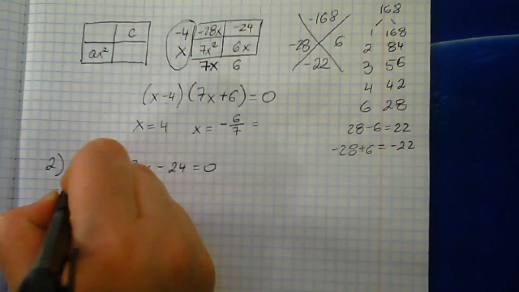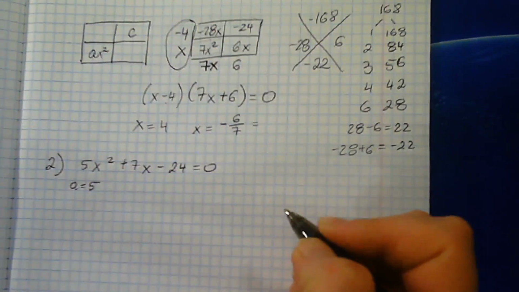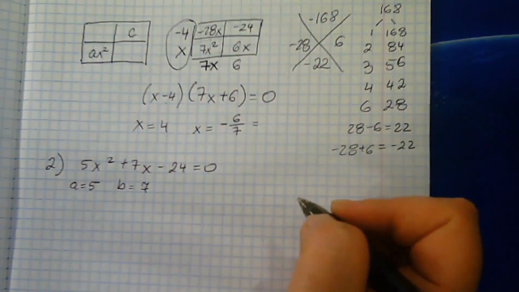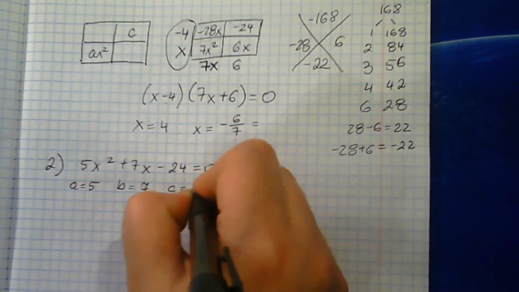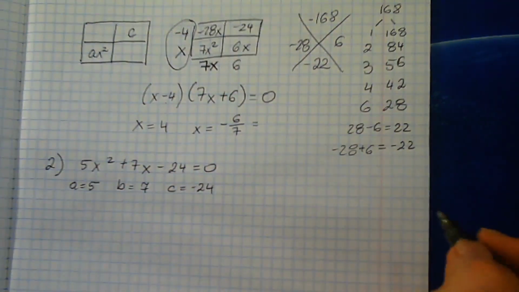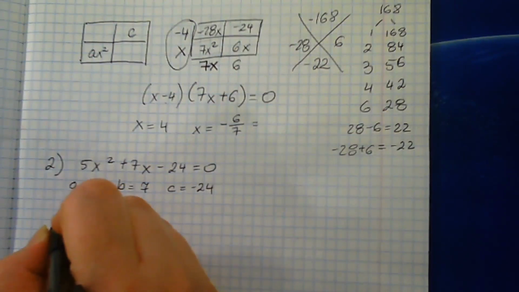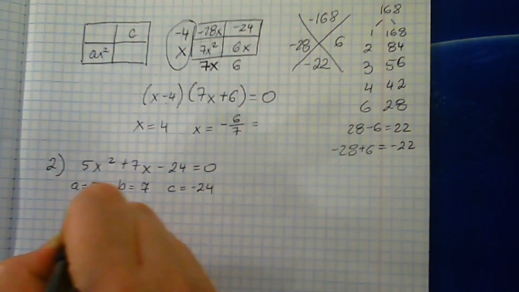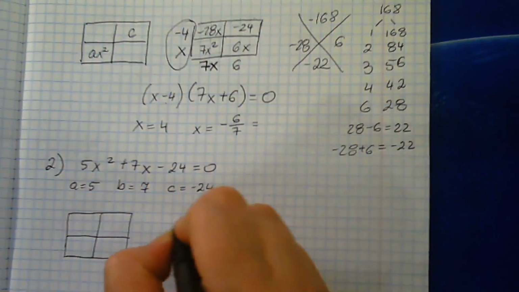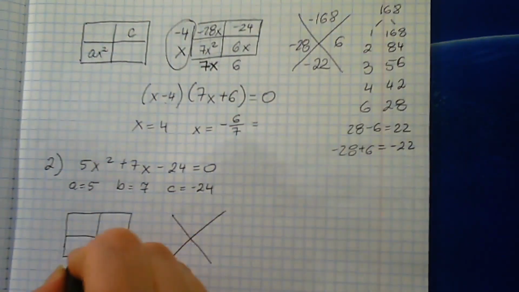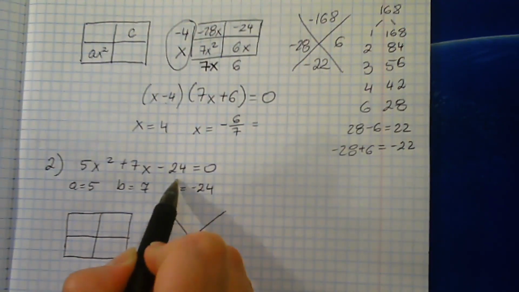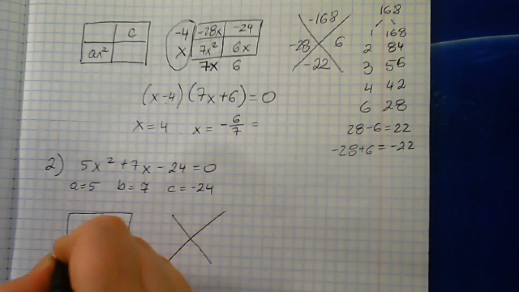Okay. So my a is in front of x squared, 5. My b is in front of x, 7. And my c is the number by itself, which is negative 24. Okay. Because a is not 1, I need to create an area model and a diamond. This piece will be a times c.